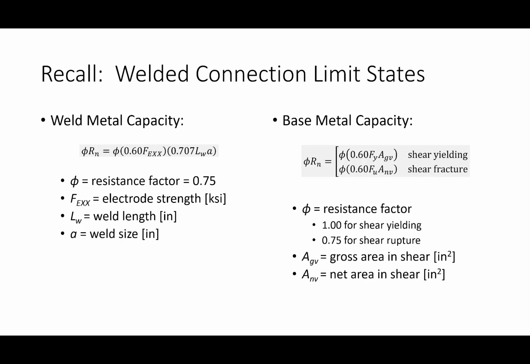What about the base metal capacity? Pretty easy. Just either Fy times the gross area or Fu times the net area, but the gross area and the net area are the same because it's a weld. We're not removing material from the gross area to generate a net area. It's all the same. We do have a pronounced difference in our resistance factors. So we essentially have 3 limit states: weld metal capacity, base metal shear yielding, and base metal shear fracture, and we just take the minimum of those. Any questions on that?